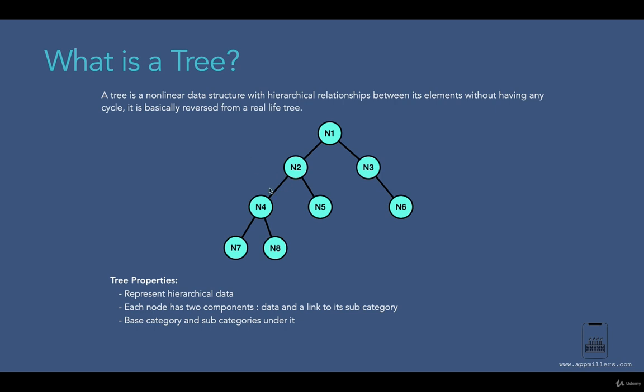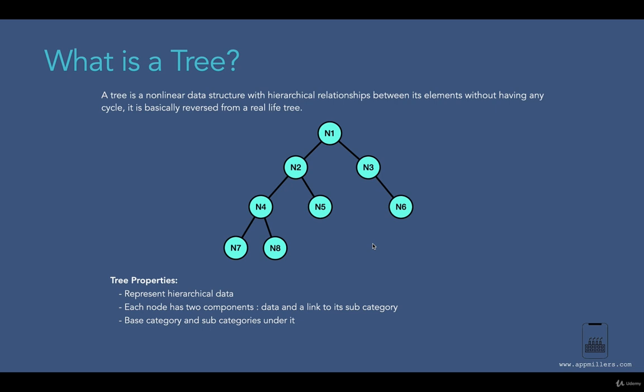Now let's continue to the last property. We can easily see that N1 is a root node and it is the first node in the tree. And then it has subsequent nodes under it, which are N2 and N3. So we can easily see that the third property, which says that there is a base category and subcategories under it, is also satisfied in this case. So this is all for this lecture.